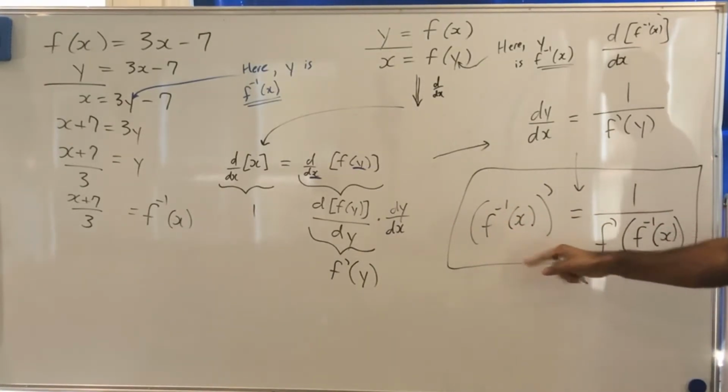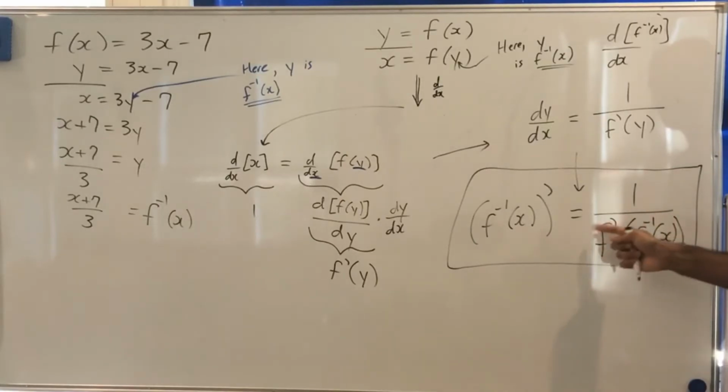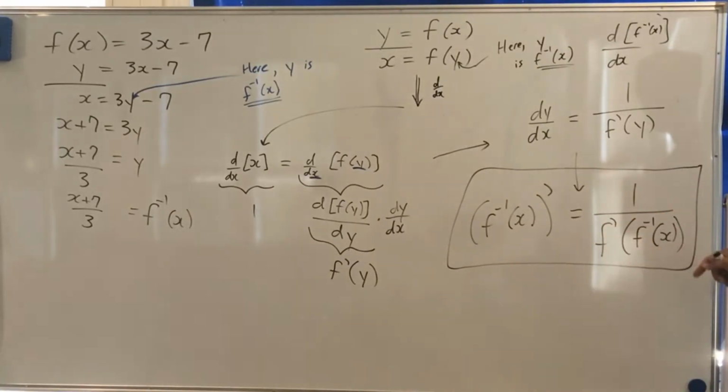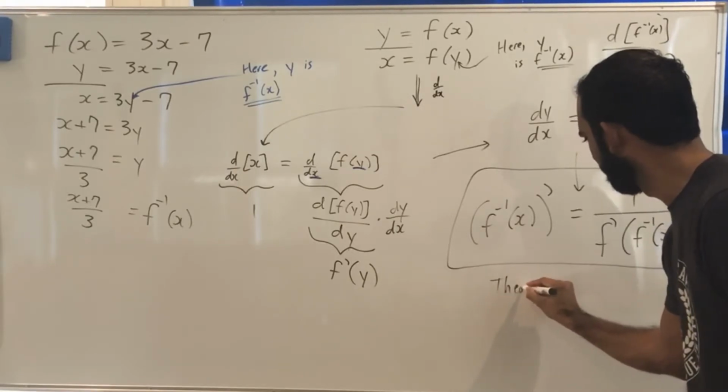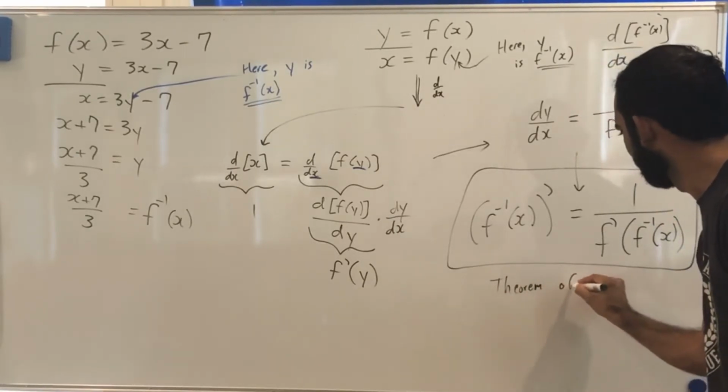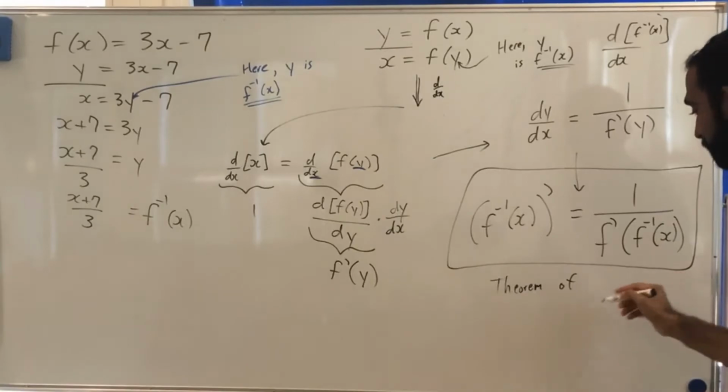So long as this denominator does not equal what? 0. Yeah. As long as this is not 0, and f is an invertible function, and f is differentiable, so we need two things. F needs to be invertible, f needs to have an inverse, f needs to be differentiable, and this denominator isn't equal to 0, then this is true. This is what's called the theorem of inverse differentiation, or inverse derivatives.